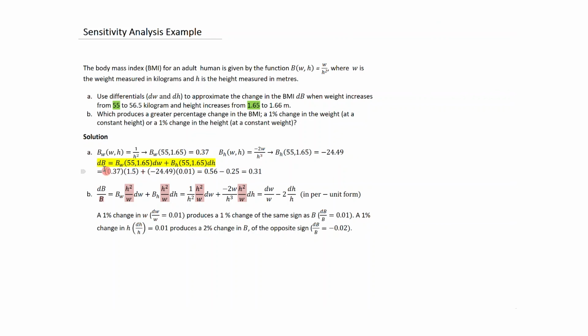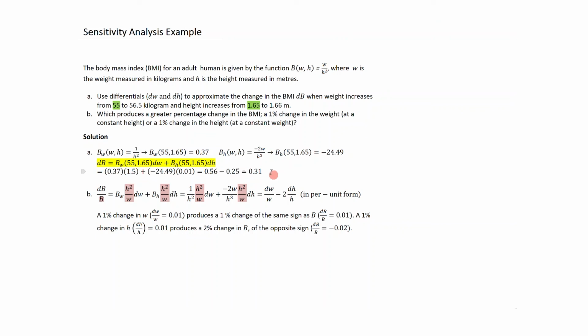So now we can write out the differential. dB is just the partial derivative with respect to W, dW, plus the partial derivative with respect to H, dH. dW would be just the difference between these two, and dH would be the difference between these two. So in one case it's 1.5, in the other case it's 0.01. So substitute the numbers in, do the computation, and you get 0.31.